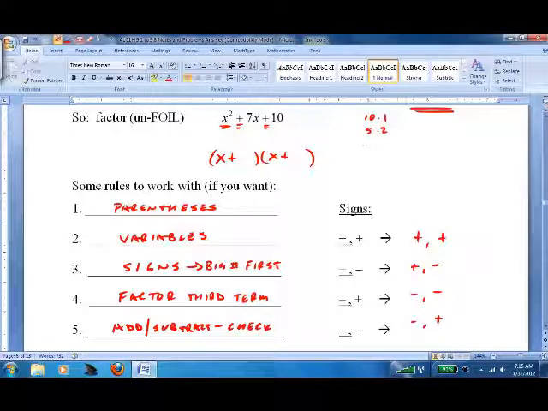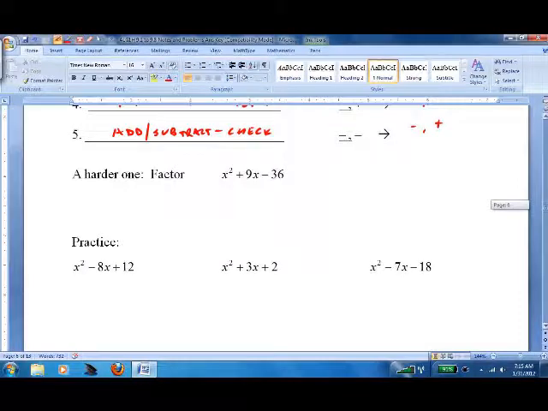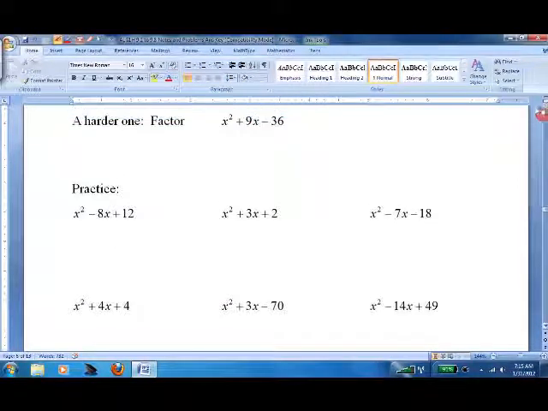And by that I mean just check which one works. So 10 plus 1 does not equal 7. 5 plus 2 does equal 7. And we're done. 5 times 2 is 10. 5 plus 2 is 7. That's all we have to do to check. We do not have to redo the whole distribution. So that looked ridiculously easy. Let's make our lives a little bit harder and try some of these other problems.